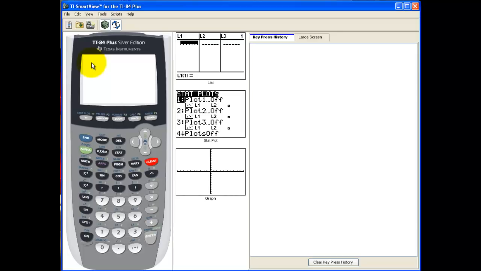Anyway, problem number 16 says text messaging. A nationwide study indicated that 80% of college students with cell phones send and receive text messages with their phones. A simple random sample of size n equals 200 college students with cell phones is obtained. Part A is asking, describe the sampling distribution of p hat, the sample proportion of college students with cell phones who send or receive text messages with their phones.